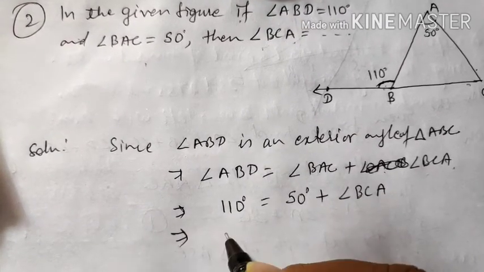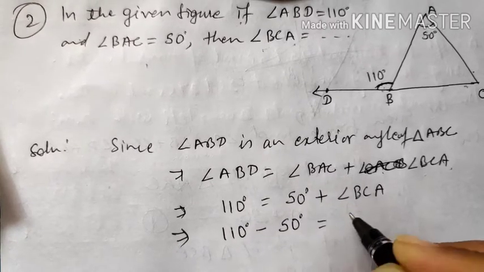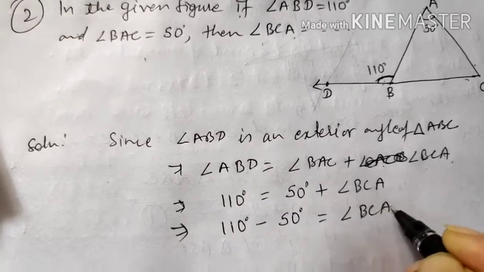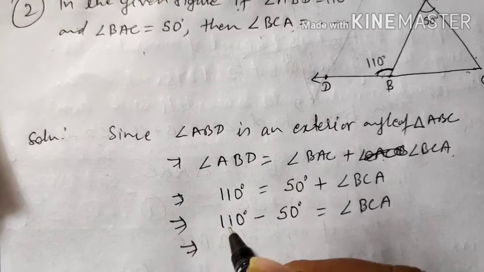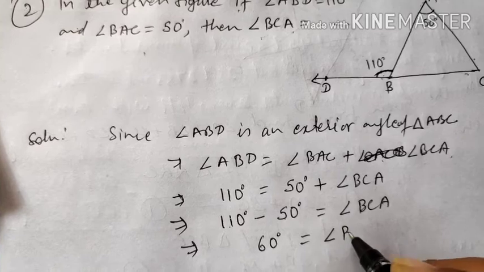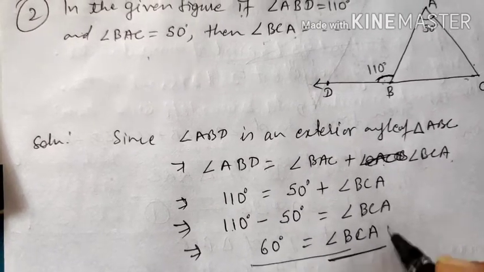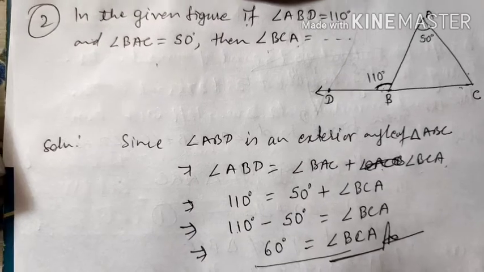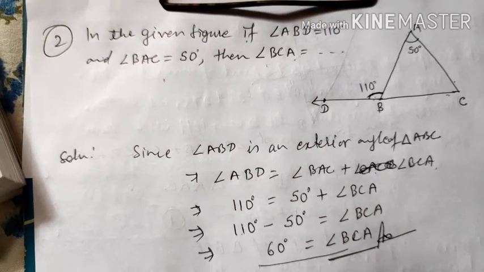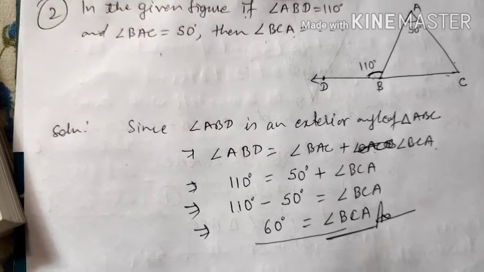Okay. So this implies 110 degree minus 50 degree equals angle BCA. And this implies 110 minus 50 is 60 degree equals angle BCA. Okay, so our answer is BCA equals 60 degree. It is our answer. Okay, now we are going to discuss another problem.